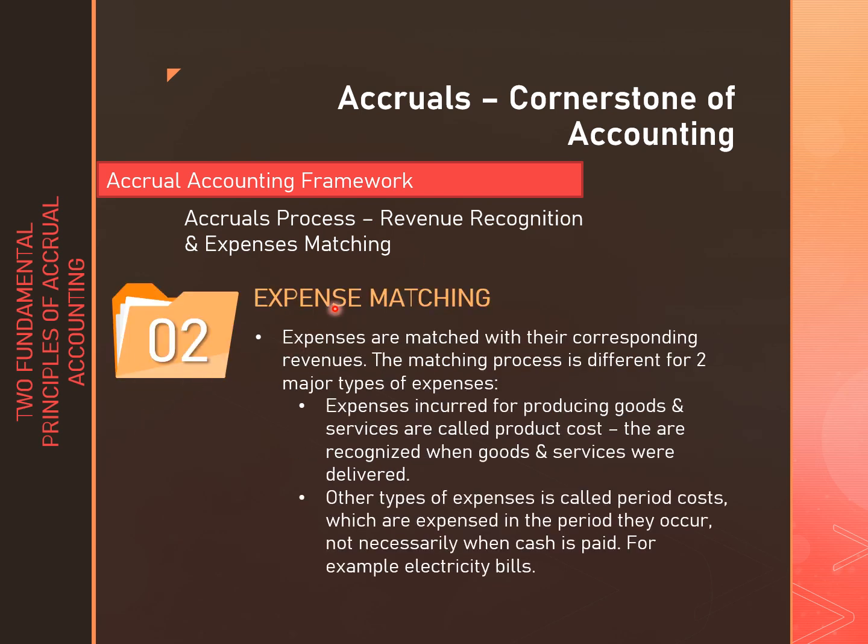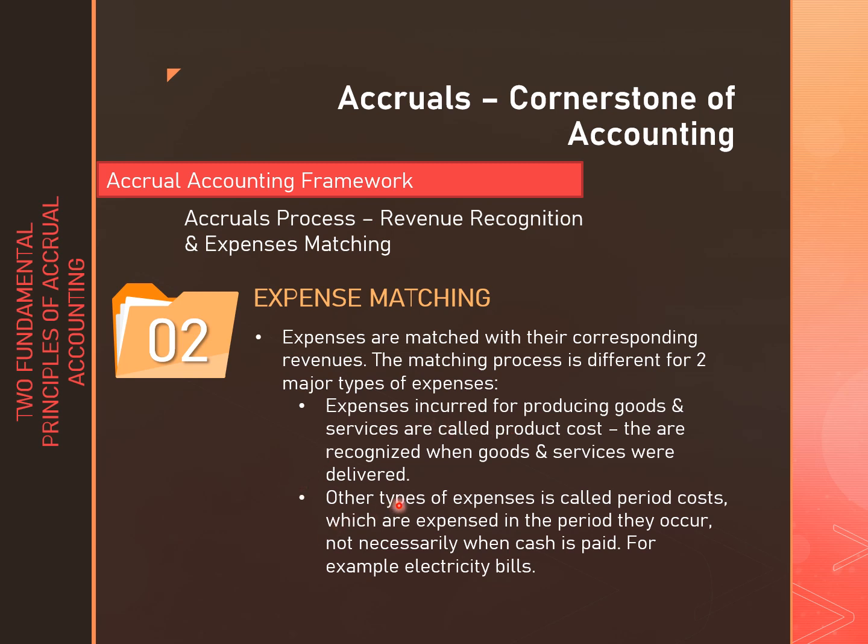The second fundamental principle untuk accrual accounting adalah expense matching. So expense matching ni ada dua. Sama ada you incur untuk the produce of goods and services. So expenses ni dinamakan sebagai product cost. So this product cost kita akan recognize apabila goods dan service tu deliver kepada customer. Then you can recognize your product cost.